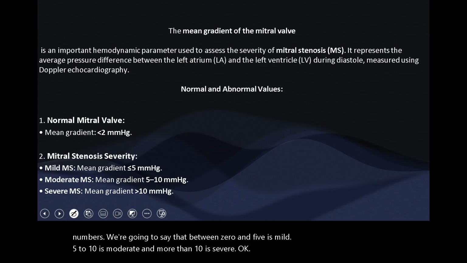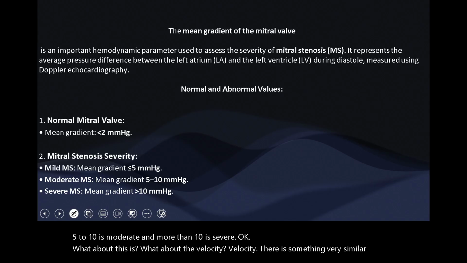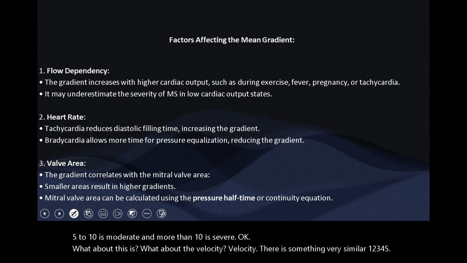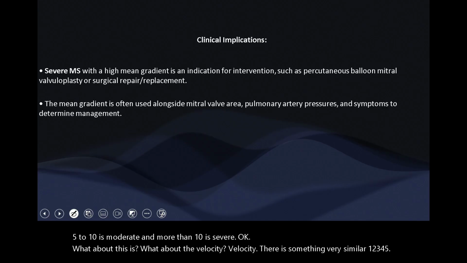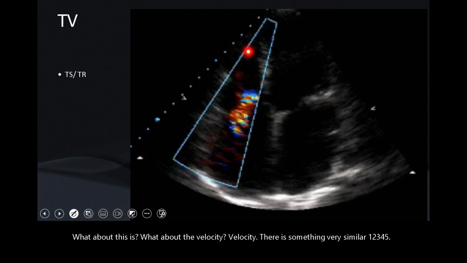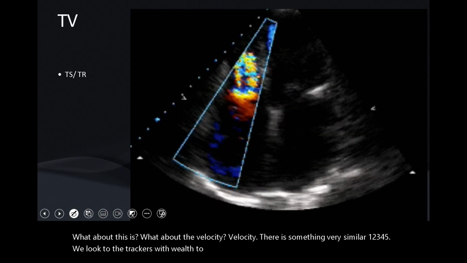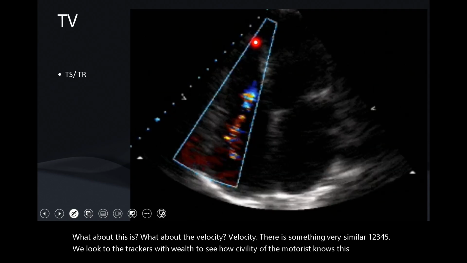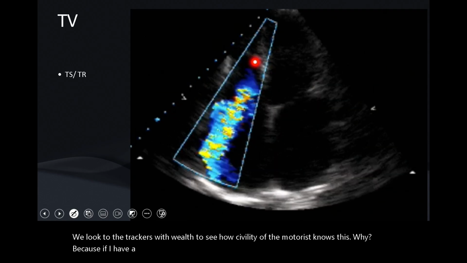What about the velocity? Velocity is going to be something very similar: 1, 2, 3, 4, 5. We look at the tricuspid valve to see the severity of the mitral stenosis. Why? Because if I have severe mitral stenosis, I get pulmonary congestion, I get pulmonary hypertension, then I get right side heart failure.